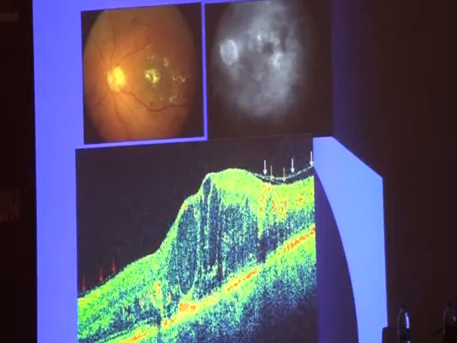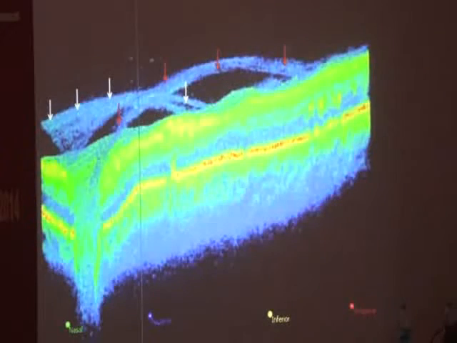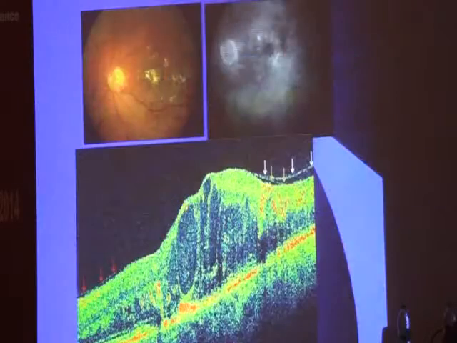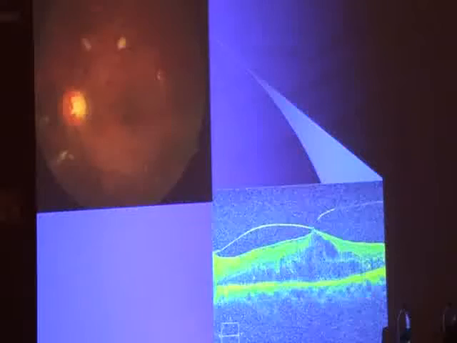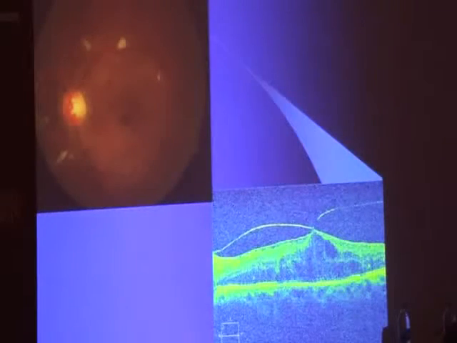This is a tractional DME. In fact, you can see traction better here in the 3D picture. Now, we are not really sure that this whole thing is happening because of the traction. This might be happening because of even other reasons. And then you have something like this. Maybe, I think here, the major component is because of the vitreomacular traction.